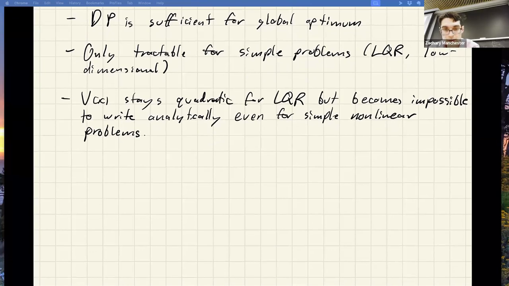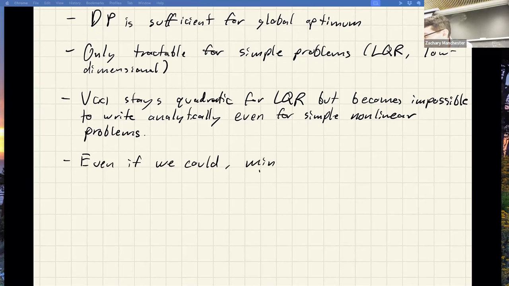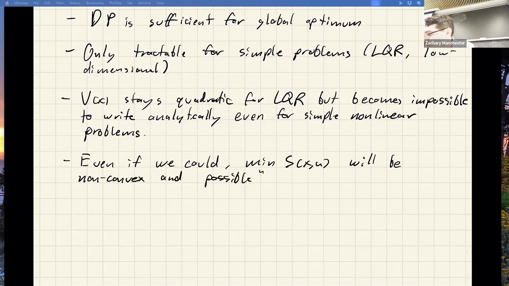Okay, and then the other thing to say about this: even if we hypothetically could write down this V, the little one step problem to find the controls might actually be hard. It's small, but that one step min over U of this action value thing will be non-convex in general, and possibly actually hard.